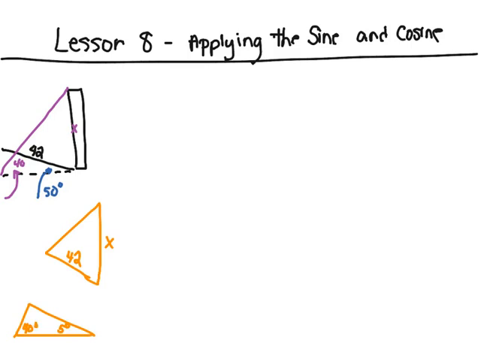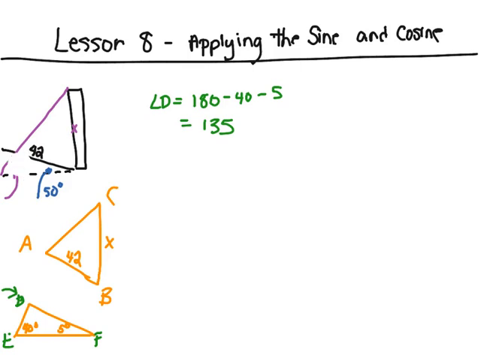Say this is angle A, B, C. We need to figure out some angles in our triangle. So if we're looking at the bottom triangle, we only have one angle missing. So let's call this D, E, F. Angle D is equal to 180 minus 40 minus 5, and you should get 135. So this angle right here, it's really little, but it is 135.